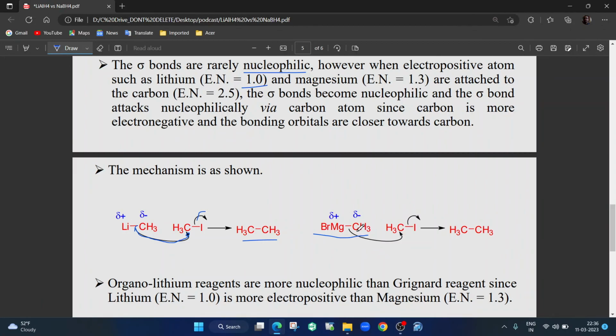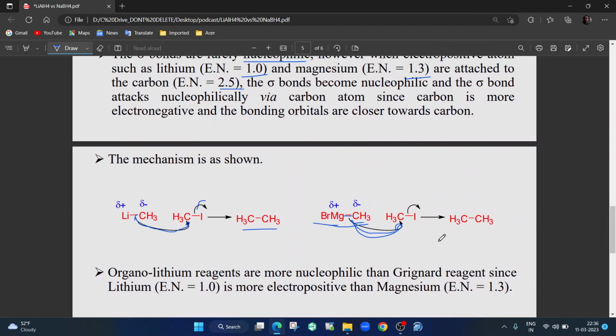Very similarly here also, magnesium being a metal is more electropositive than carbon. What is the electronegativity of magnesium? 1.3, much lower than carbon. Carbon is 2.5. So it is electropositive. That means magnesium gives away electron. The molecular orbital, this sigma bond, is closer towards carbon, and therefore this sigma bond is nucleophilic, and this carbon goes and attacks, and therefore this happens.